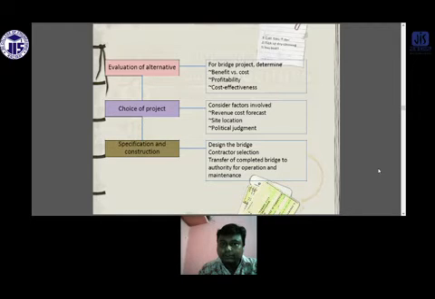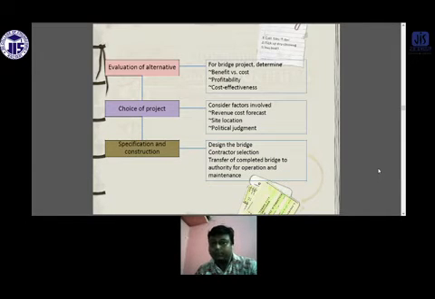Next is the evaluation of the alternatives, meaning what are the various alternatives determined. Suppose for all types of projects, the first thing we need to define is the benefit cost ratio, then the cost effectiveness, then profitability. These are some examples, not the only things. There are other things also, but these two or three parameters are the first concern we need to keep in mind while we prepare a DPR or something like that.